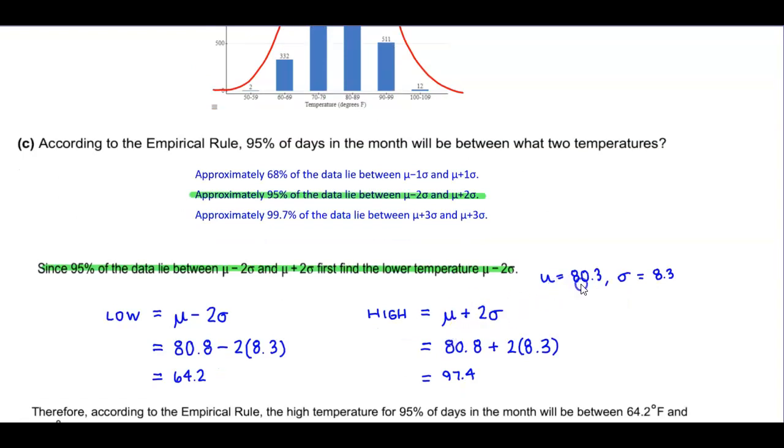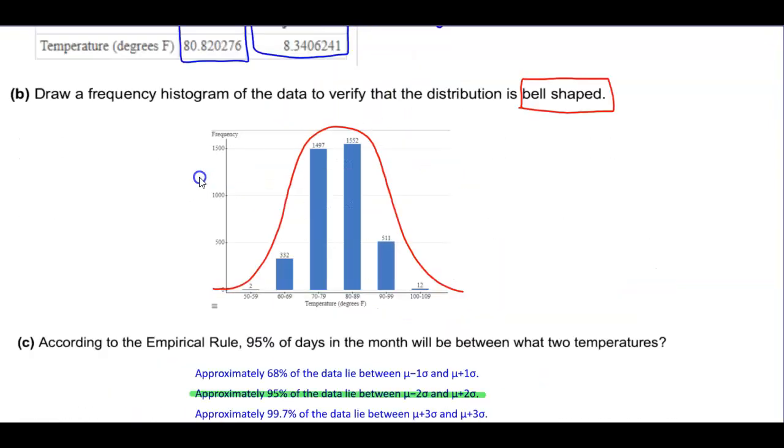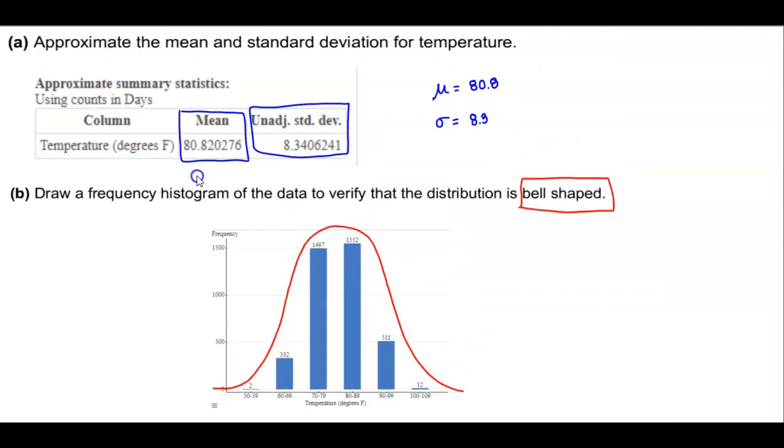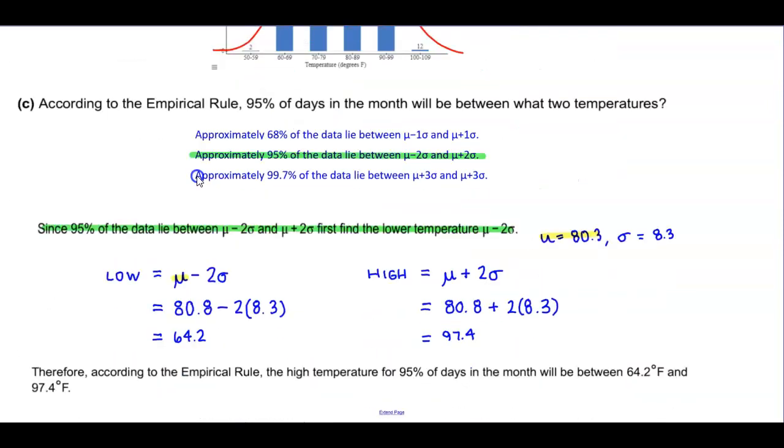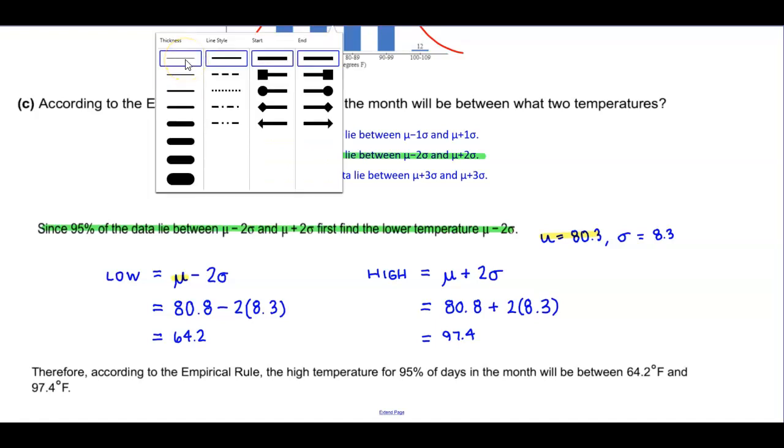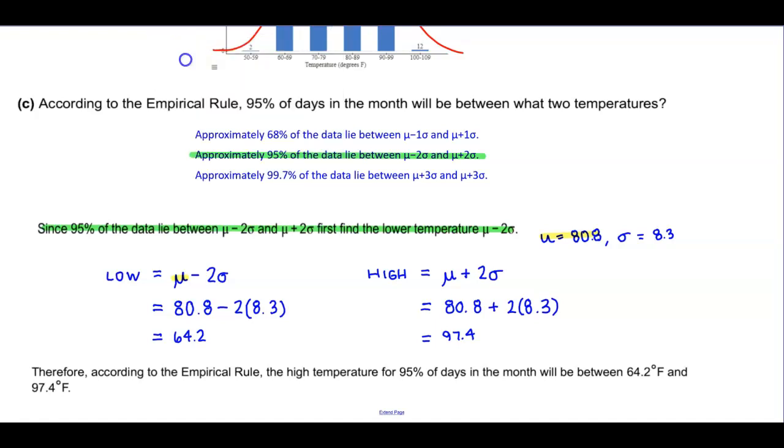So we know that the population mean was 80.3, and we also know that the population standard deviation is 8.3. So what we're going to do is take the population mean, which is mu, which is 80.3, or in this case I believe it is 80.8. So it should be 80.8. Let me make that correction there. So that should be 80.8.